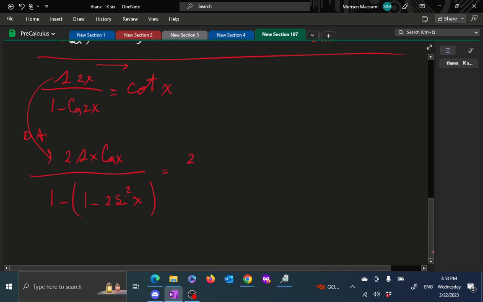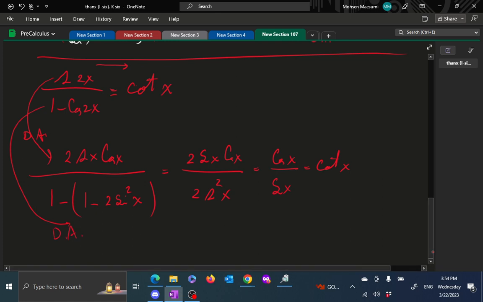So here it is, 2 sine x cosine of x. This is 2 sine squared of x. By algebra, this is cosine of x over sine of x, and that is cotangent of x. So this is also double angle. This is algebra. This is again algebra. And this is the quotient identity.